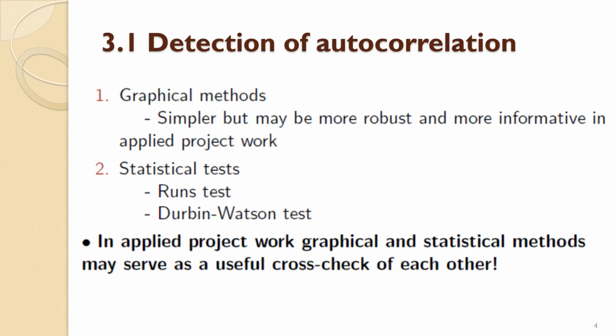In terms of the detection of autocorrelation, then, there are two possible methods: graphical methods and statistical methods. Graphical methods might be more simple, but they can be more robust on occasion and more informative in applied project work. Statistical tests are a natural thing you might expect to see on a lecture course with an exam: testing formal hypotheses with precise numerical answers, things like the runs test and the Durbin-Watson test.